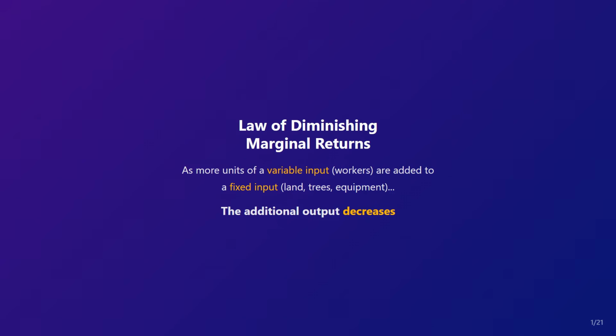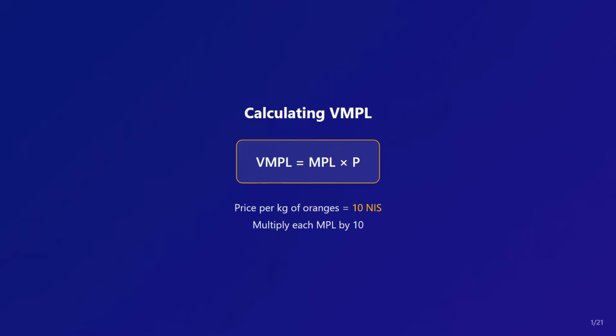Second worker, marginal product 800, 2000 minus 1200 equals 800. Third worker, marginal product 600, 2600 minus 2000 equals 600. Fourth worker, marginal product 400, 3000 minus 2600 equals 400. Fifth worker, marginal product 200. Sixth worker, marginal product 100. Seventh worker, marginal product 50. Eighth worker, marginal product 30.